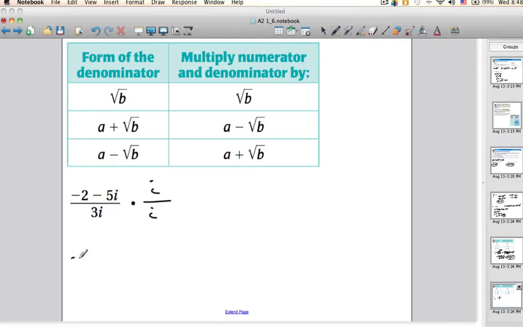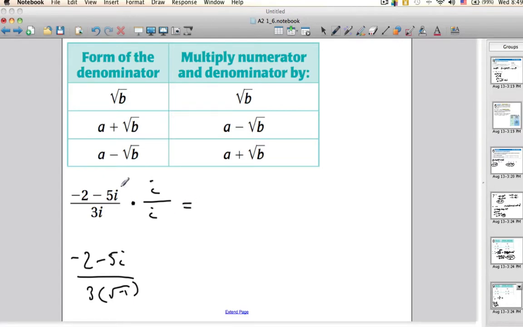Right? So to write out what I just mentioned, that's what i is equal to. If I want to get rid of this radical, I don't have to worry about the 3. I need to get rid of the radical. I'm going to multiply by itself, which is i.